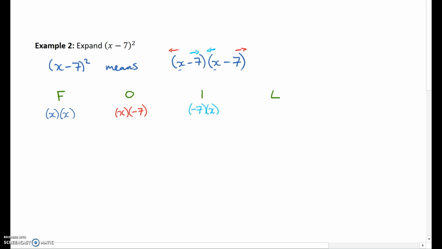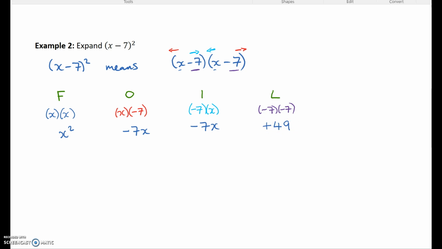And then the last one in each is negative 7. Last one in each parenthesis. So when we've got that, it's an easy enough task to finish it off from here. X by x is x squared. X by negative 7 is negative 7x. Negative 7 by x is negative 7x. Negative 7 by negative 7. Minus by a minus, they're the same sign, so it's plus 7 sevens or 49.